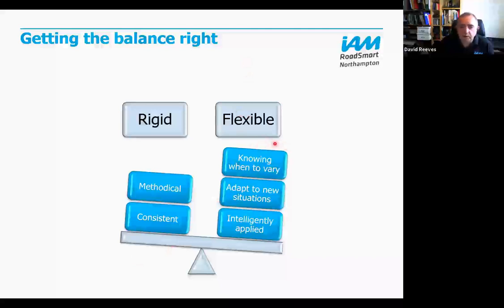We know they need to know that they can vary it and when to vary it, when it's okay to overlap and so on. They need to be able to adapt to new situations. In other words, applying it intelligently. So when we have this balance, it's going to come down slightly on the side of flexibility within this.